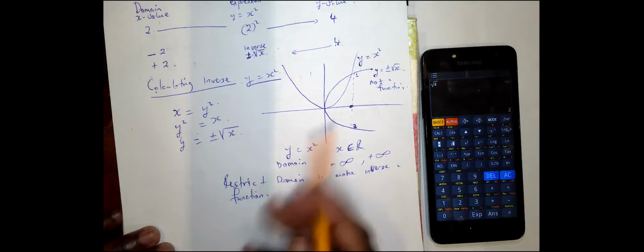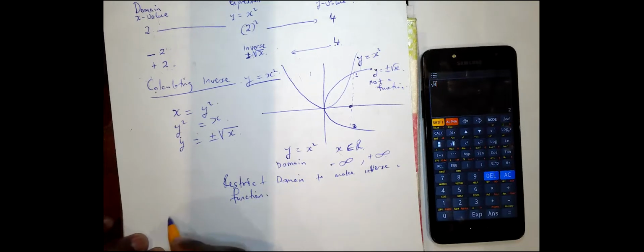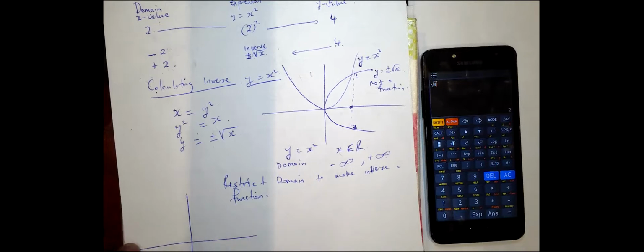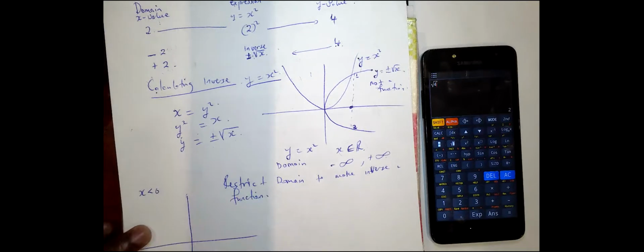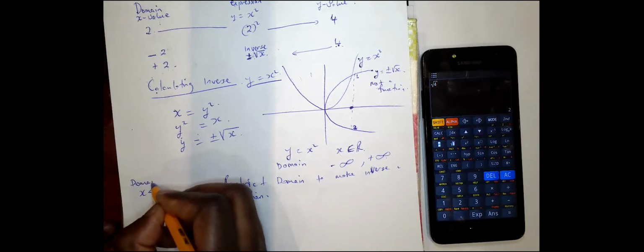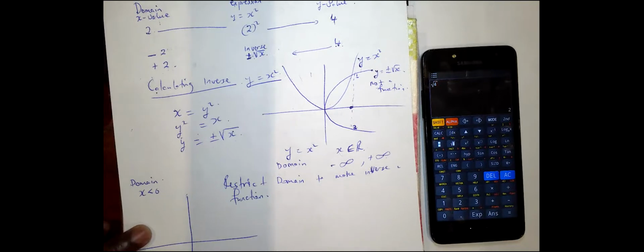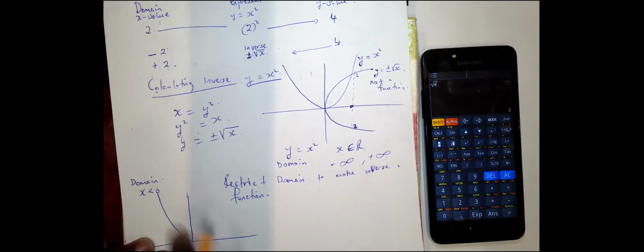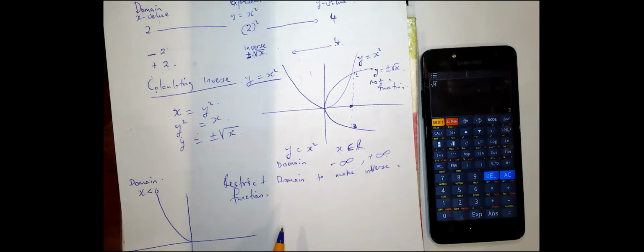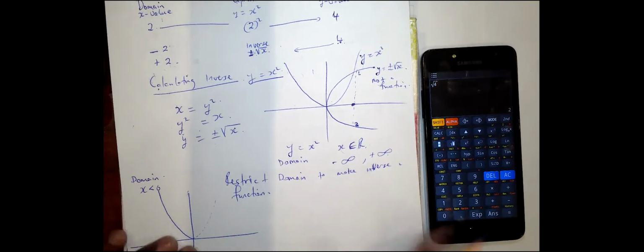Let's restrict here. In this case, this is the graph of x squared. So what we're going to do here is say, for x less than 0, that's our domain there. What do you mean by that? Our equation will cover this. So when x is less than 0, that's our equation there. Then what will be our inverse? Here, let's just put some dots here.